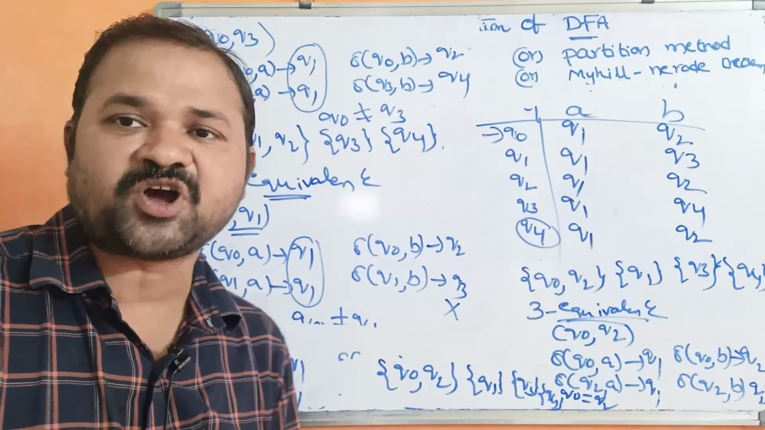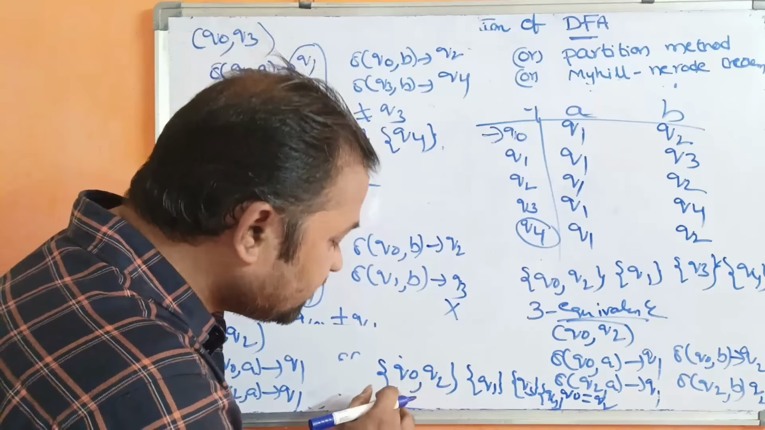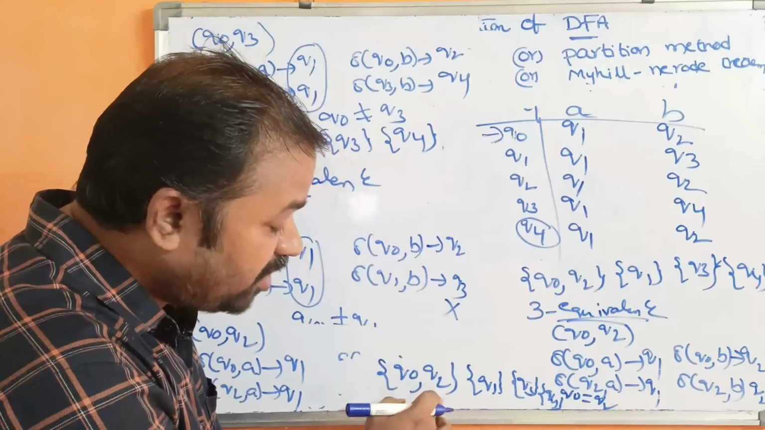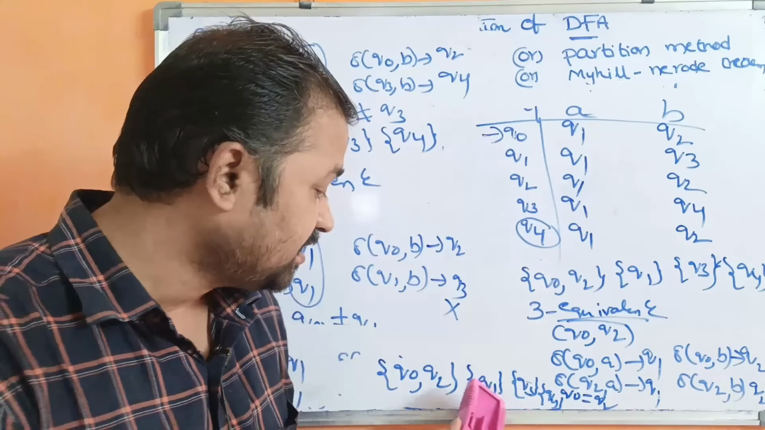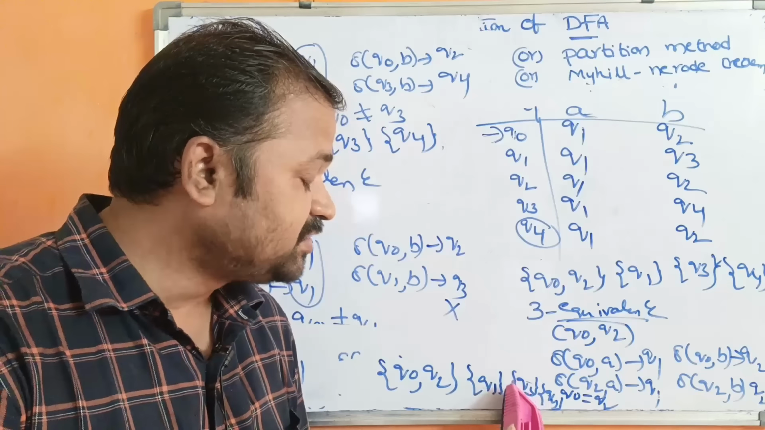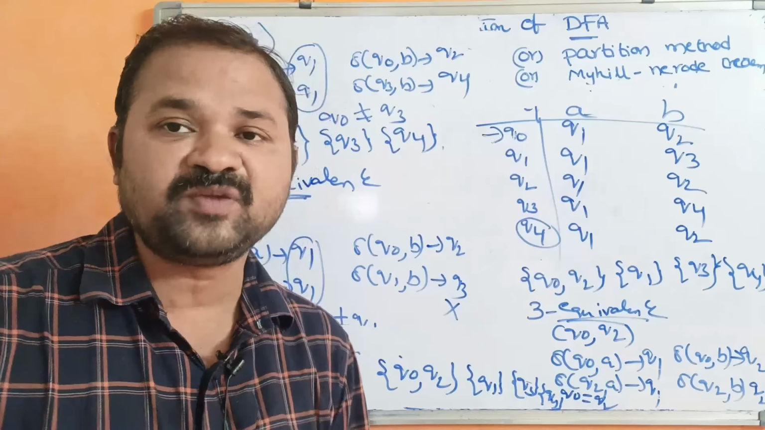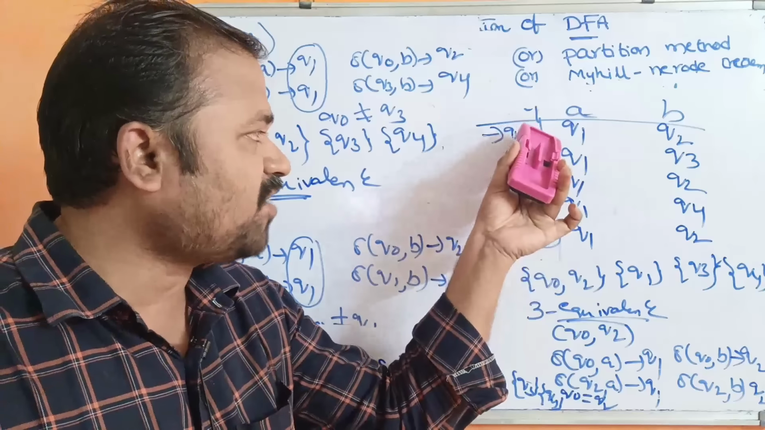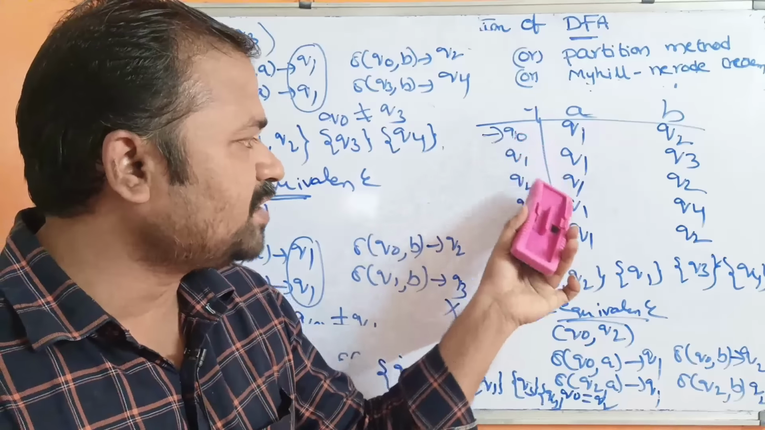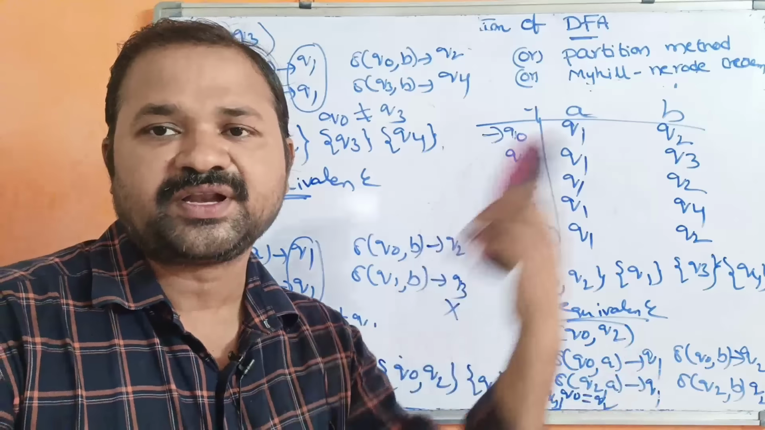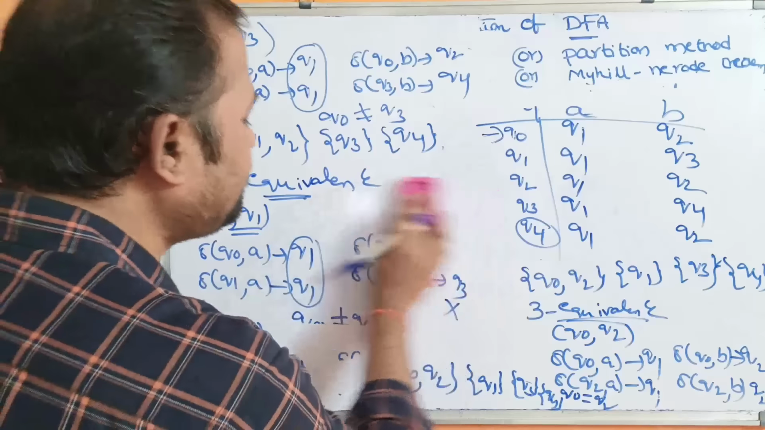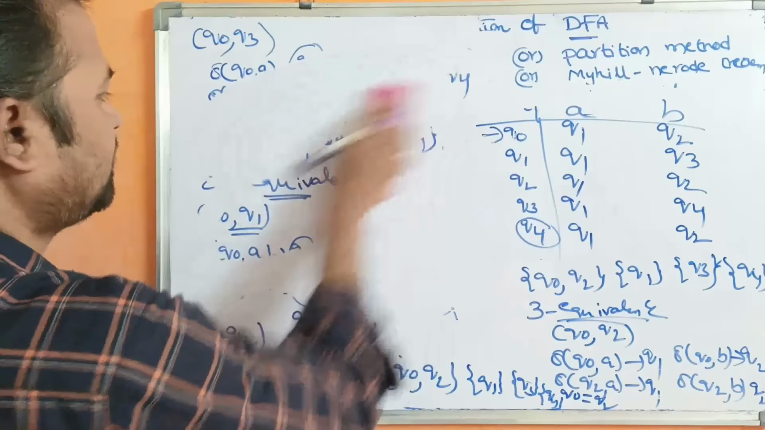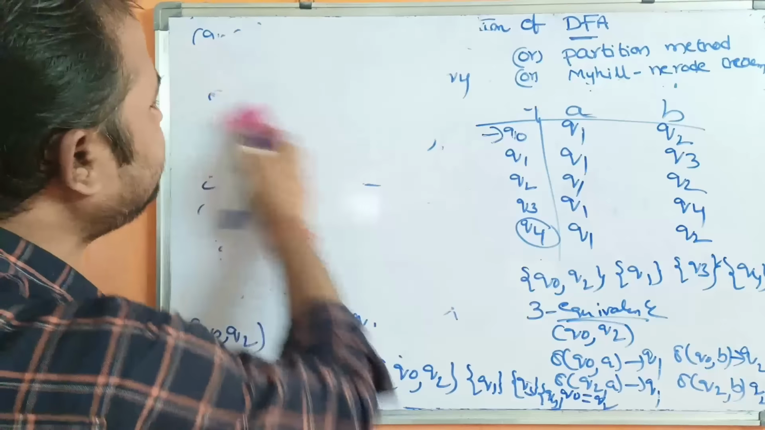So now we can stop the process, and here we can merge Q naught and Q2 into one state. Next Q1 will be another state, Q3 will be another state, Q4 will be another state. Initially we have 5 states, Q naught, Q1, Q2, Q3, Q4. Now those 5 states are reduced to 4 states. So this is about minimization of DFA. Now we have to construct the DFA.